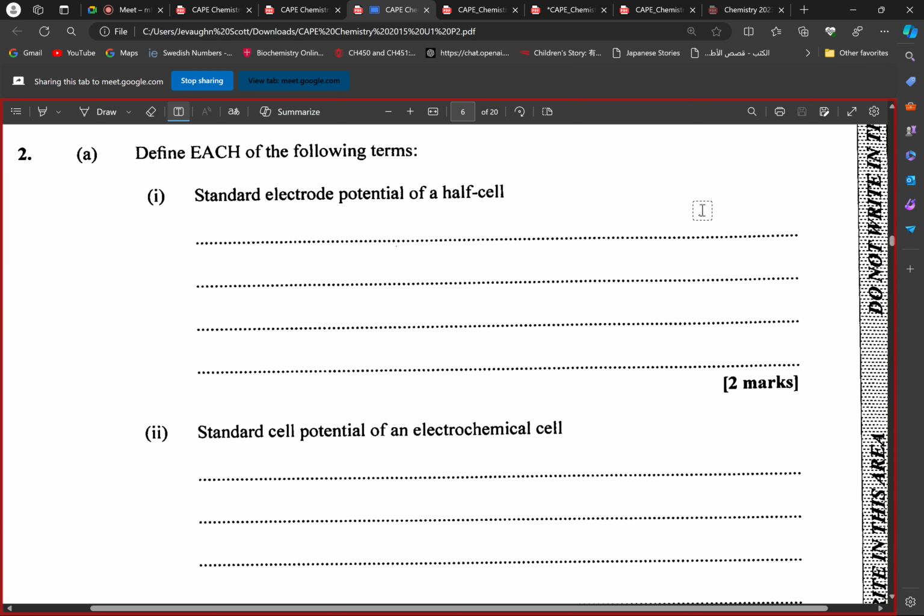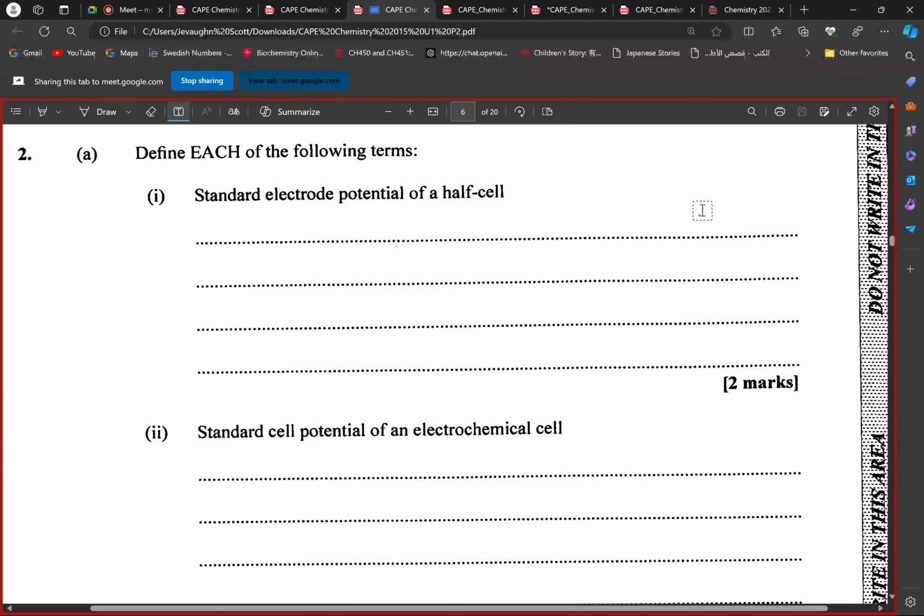Okay. So the standard electrode potential of a half cell is a voltage measured. As it was stated, it is the voltage measured for the half cell when connected to a standard hydrogen electrode under standard conditions.